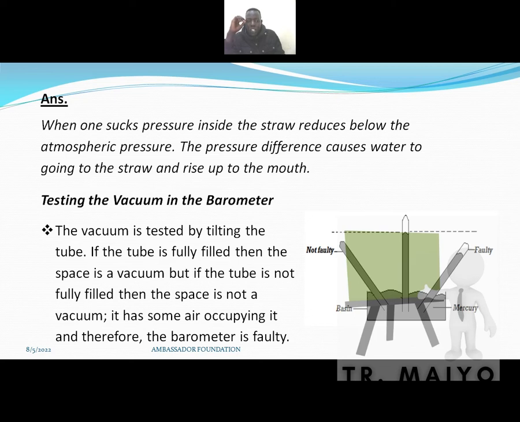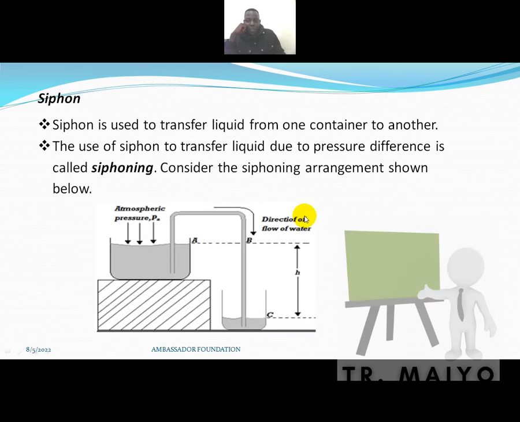How do you test? You tilt. If you tilt and the mercury fills it, then it means it is a vacuum, and that barometer is well. If it does not fill, then it means it has air, and that barometer is faulty. Faulty means it's not good to be used. So this vacuum that is present here, we call it a Torricellian vacuum. So that is it.